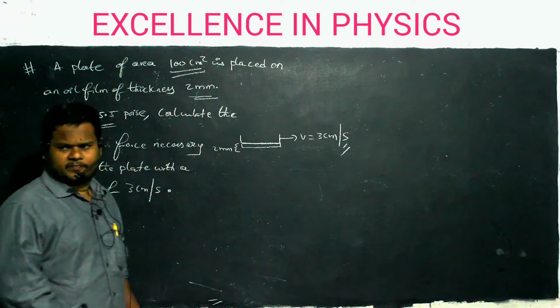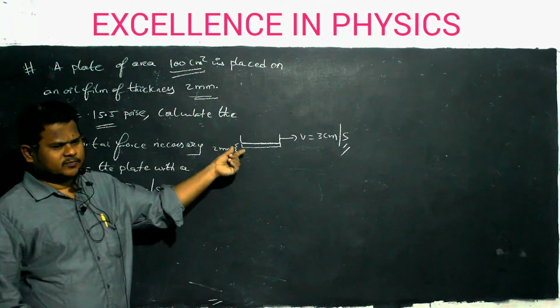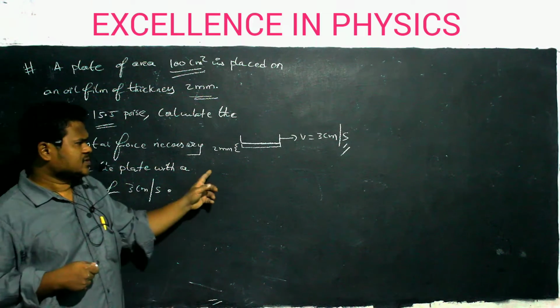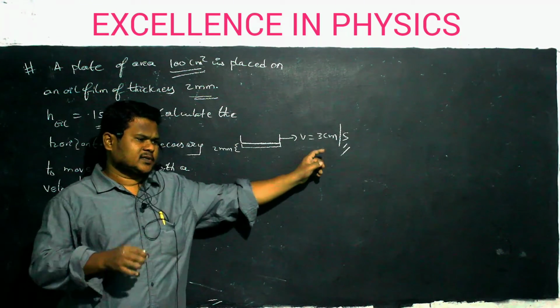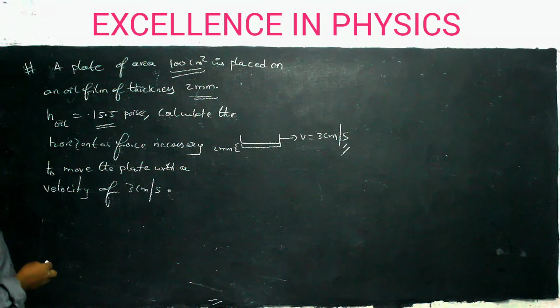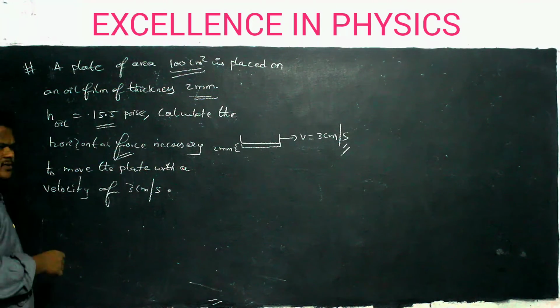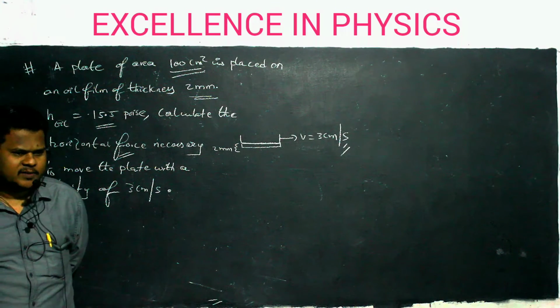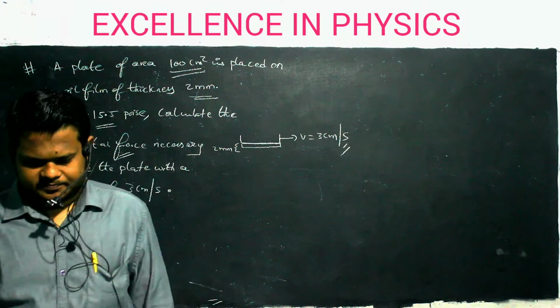Are you able to understand? On this oil film, we are placing a plate. I want to apply some force and move it with a velocity of 3 centimeters per second. Then what is being asked? What is the force required to move this plate with that much velocity? That is the question. Think how you can do it.